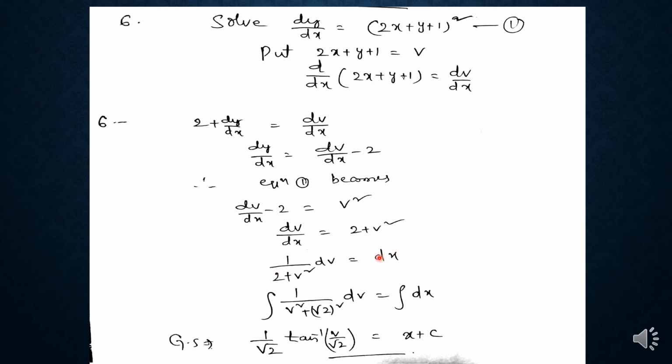equal to dx. Now integrating on both sides, 1 by (v square plus root 2 whole square) dv, here 2 can be written as root 2 whole square, because to convert it into the standard form, integral 1 by (x square plus a square) dx is equal to 1 by a into tan inverse x by a. That is equal to integral dx, that is 1 by root 2 tan inverse v by root 2 is equal to x plus c. So this is the required general solution to the given differential equation dy by dx is equal to (2x plus y plus 1) whole square. Thus we can solve the differential equation in variable separable form.